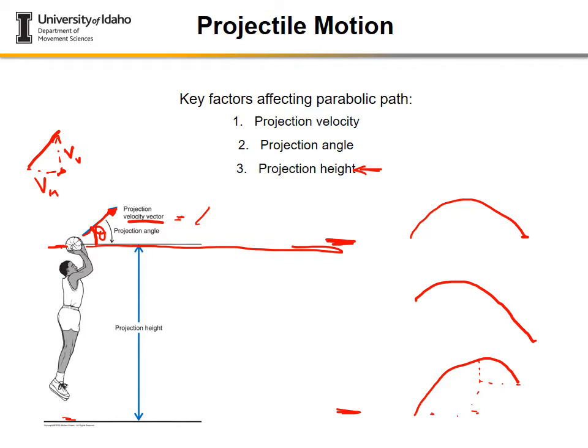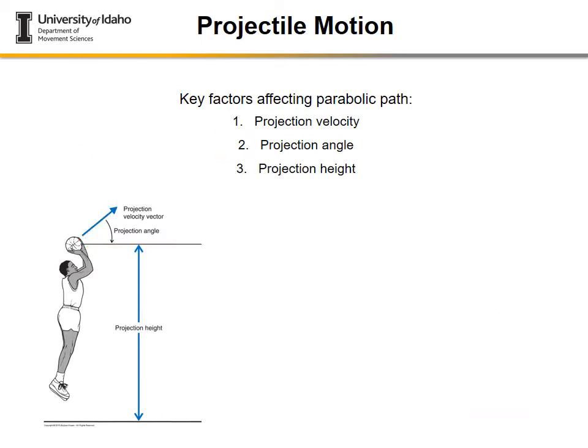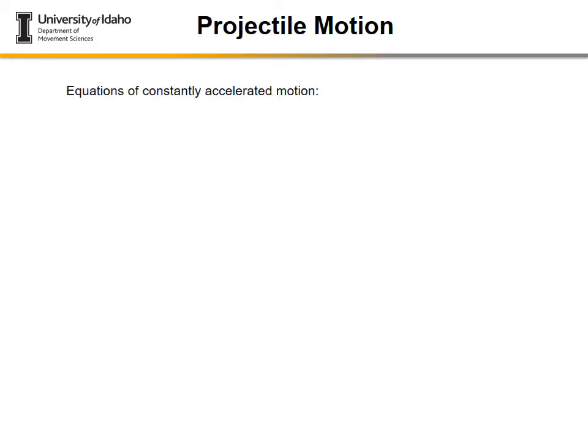So if I ask you in class, what are the three major variables that affect that parabolic path or the projectile motion parabola, you would say the projection velocity, the projection angle, and the projection height, or that initial takeoff velocity, initial takeoff angle, and initial takeoff height. But understanding that the way that we leave, which are these three components, determines how we're going to interact and land because of our equations of motion.